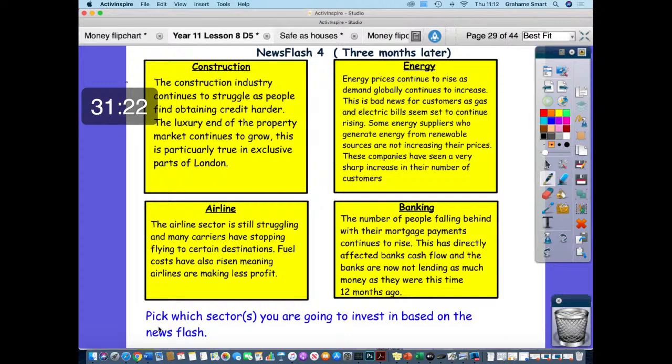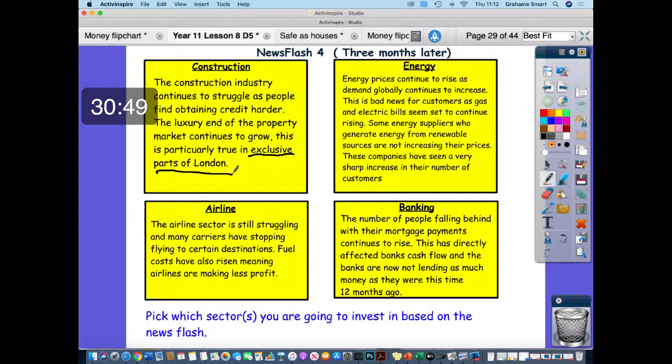The construction industry continues to struggle as people find obtaining credit harder. The luxury end of the property market continues to grow. This is particularly true in exclusive parts of London. Okay, it doesn't sound like the construction industry is doing particularly well, but if you had a company that specialised in exclusive properties in parts of London, they may be doing quite well still, even though everybody else isn't doing so well. So I might look at companies specifically that are doing well in that part of London. Okay, so I'm not going to rule the construction industry out totally.